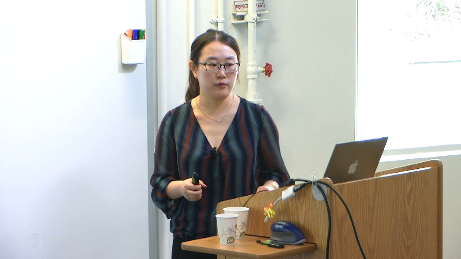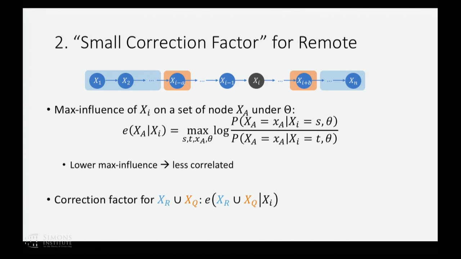So we find that the small correction factor we want to use for remote, so here we actually do it for the union of the remote and the Markov quote. We find that the small correction factor we should use is the max influence between Xi and the union of remote and Markov quote. And as we have mentioned before, given the Markov quote, Xi and X remote are independent of each other. So this is further equal to the max influence between Xi and Xq.